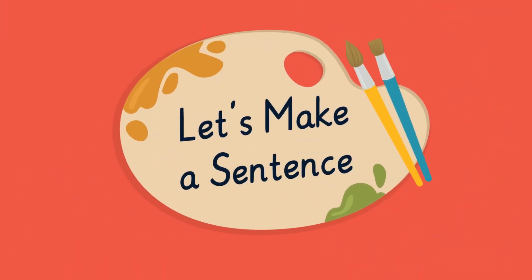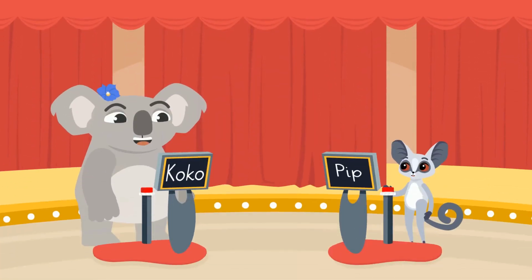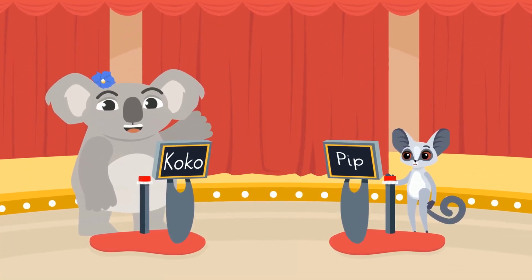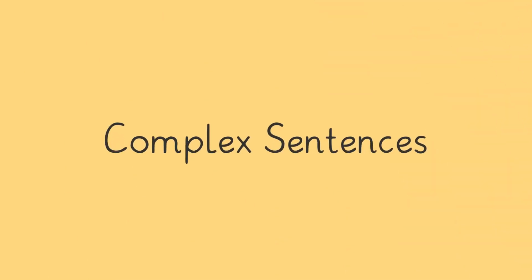Coco and Pip are on Let's Make a Sentence. To win a lifetime of art supplies, they need to create complex sentences.